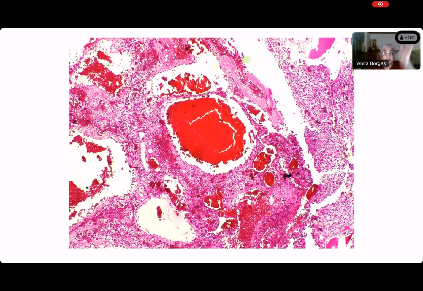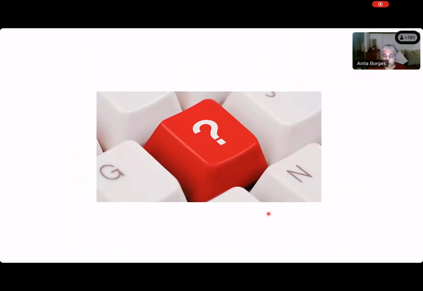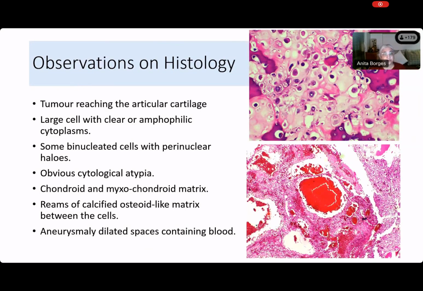All right, very good, but these are aneurysmally dilated spaces. Never mind whether you want to call that telangiectatic if it is malignant or otherwise. Very good. So now, come on, Sarangi, what was your diagnosis? These are all the observations that we have made over here. It can be chondrosarcoma. It could be a chondrosarcoma. All right. So if it is a chondrosarcoma, what kind of chondrosarcoma?